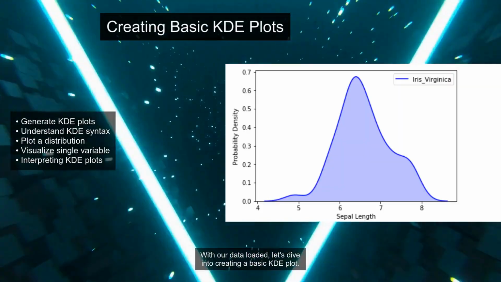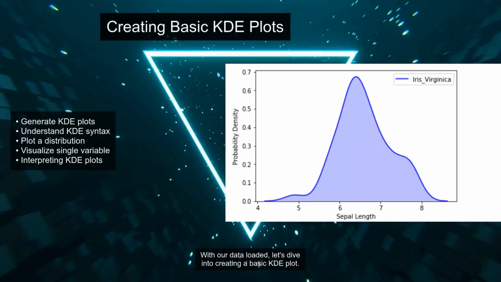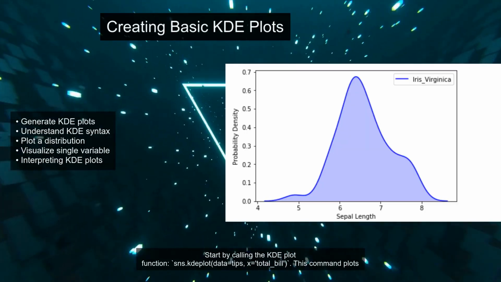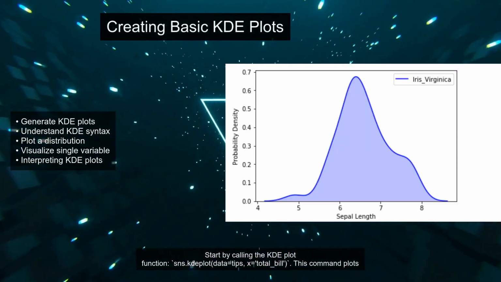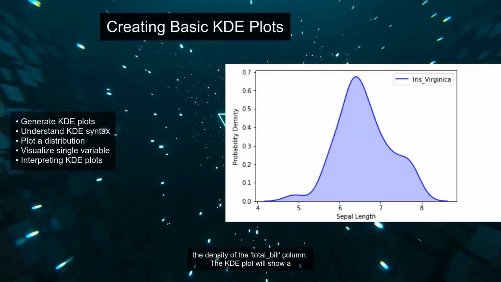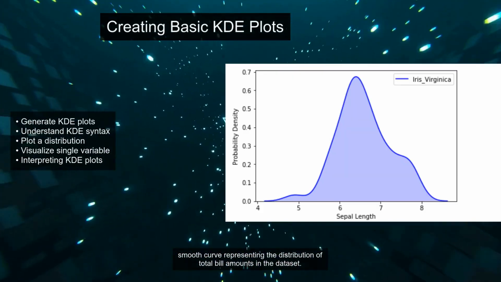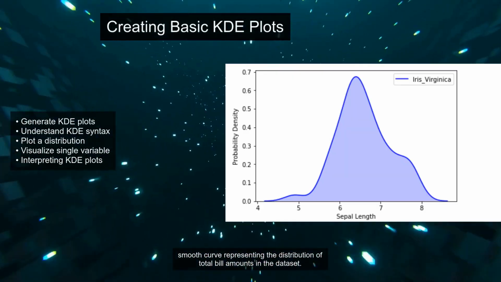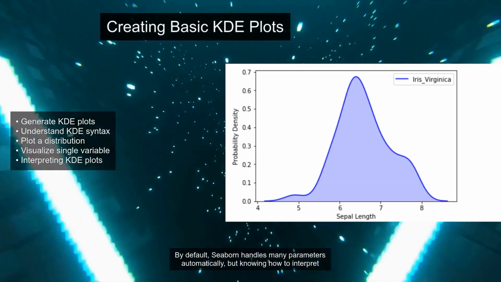With our data loaded, let's dive into creating a basic KDE plot. Start by calling the KDE plot function, sns.kdeplot(data=tips, x='total_bill'). This command plots the density of the total_bill column. The KDE plot will show a smooth curve representing the distribution of total bill amounts in the dataset.